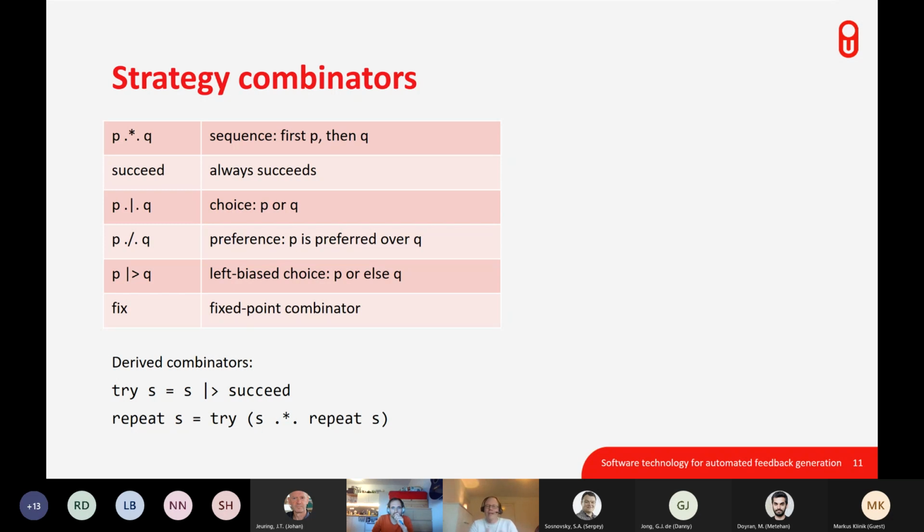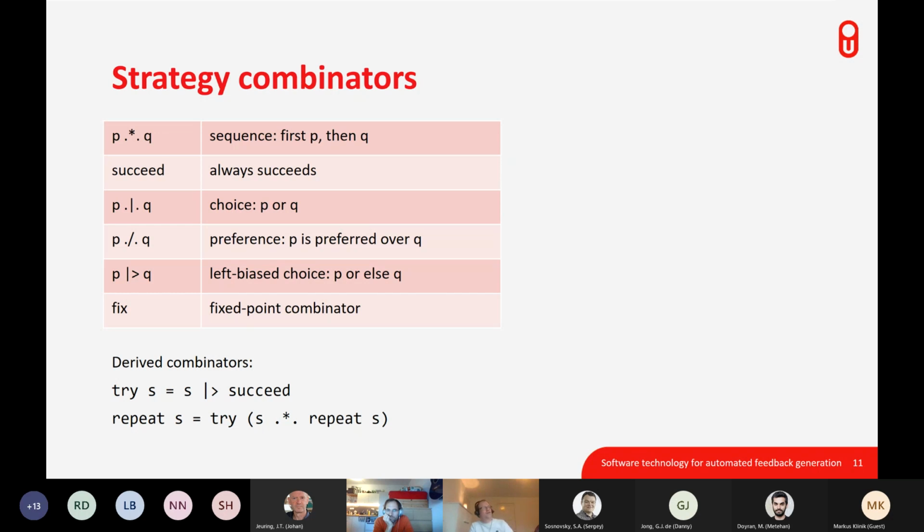So if you have to generate a hint, first try to generate something using strategy P, and if this does not work, generate something for Q. This is subtly different from the left-biased choice combinator that we also have in our language, which says something like you should do P, and only if this is not possible, you should try to do Q.